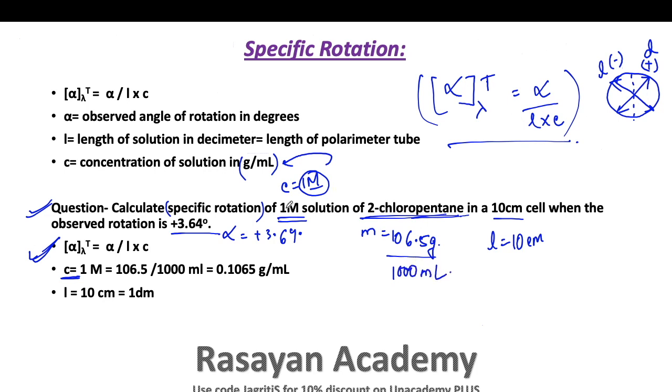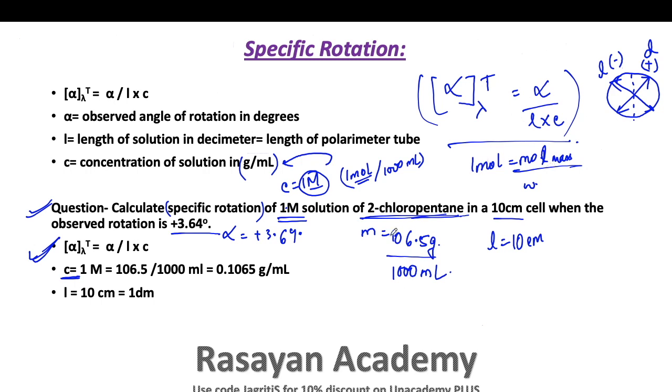All right. What do you mean by 1 molar? That is 1 mole per 1000 ml. Absolutely. So when it is 1 mole, the molecular mass is going to be equal to the molecular weight. All right. So yes, your weight and mass, both of these are equal.